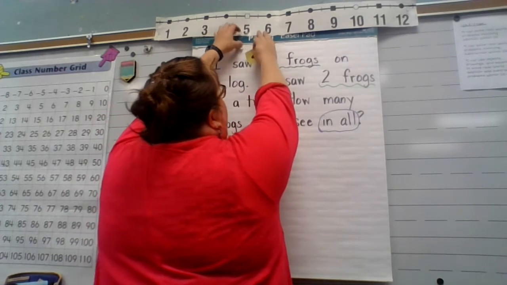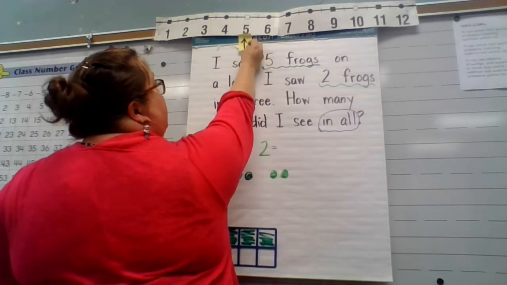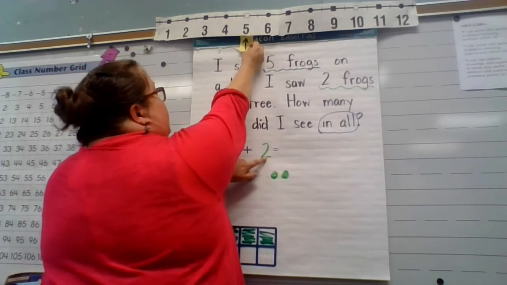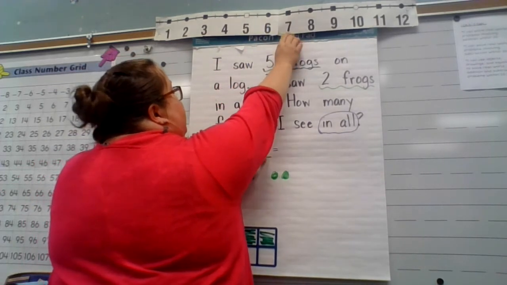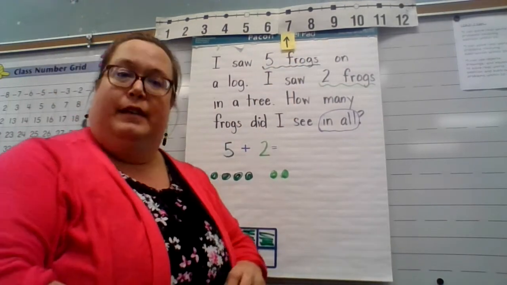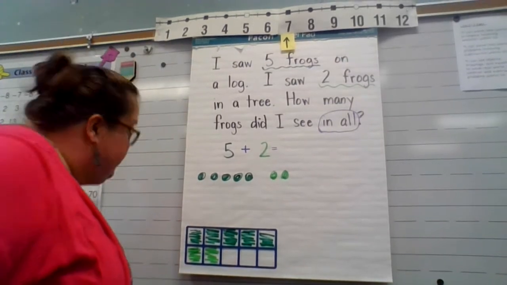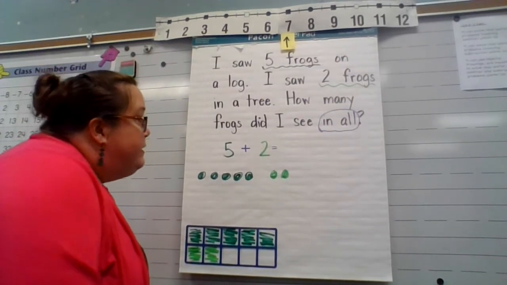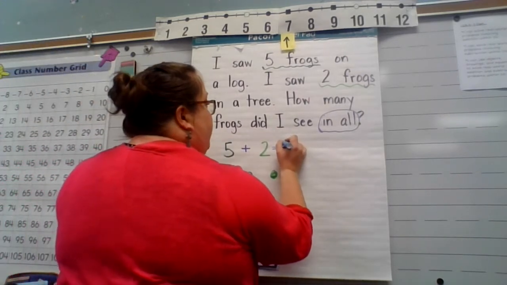I lost my tape. Starting at the 5, we're going to count the jumps. Count with me. 2 jumps and we'll stop. 1, 2, and then we stop. What number did we land on? 7. Yep. So that should mean that 5 plus 2 equals 7.